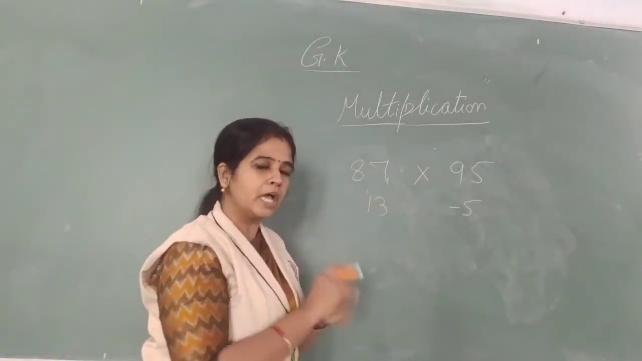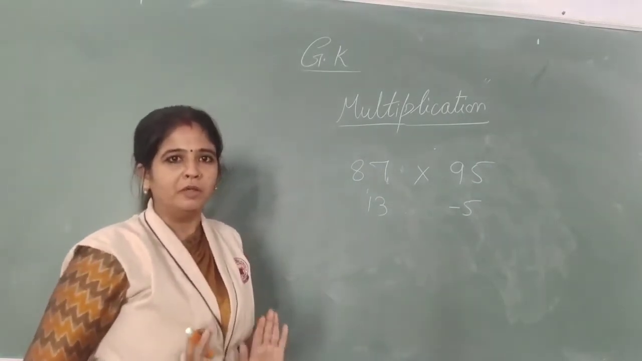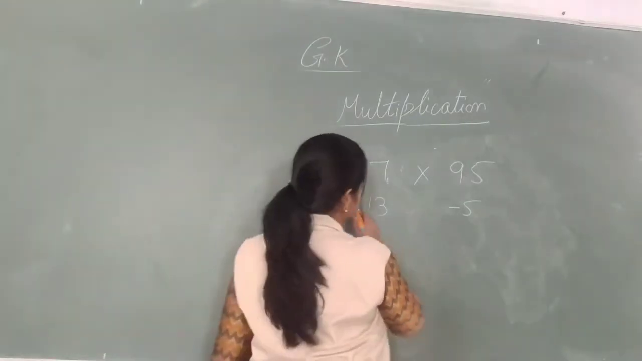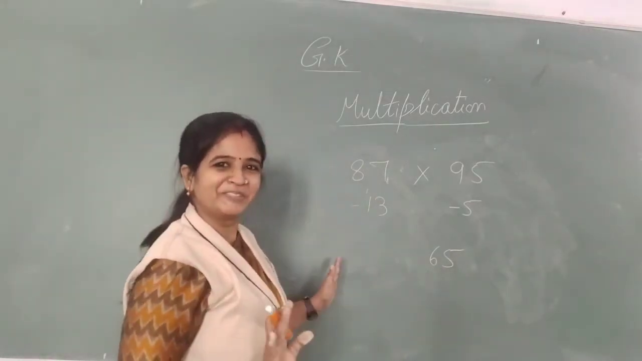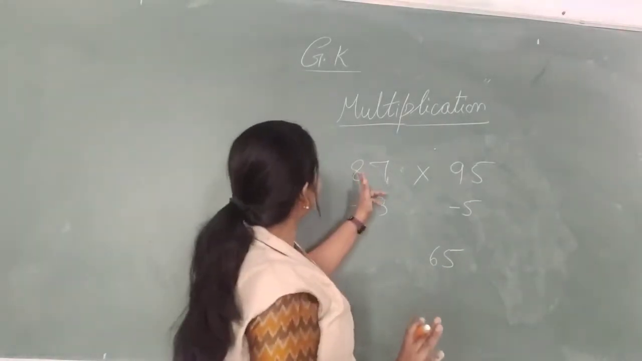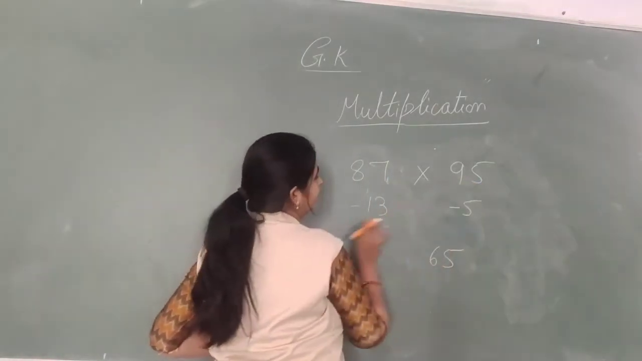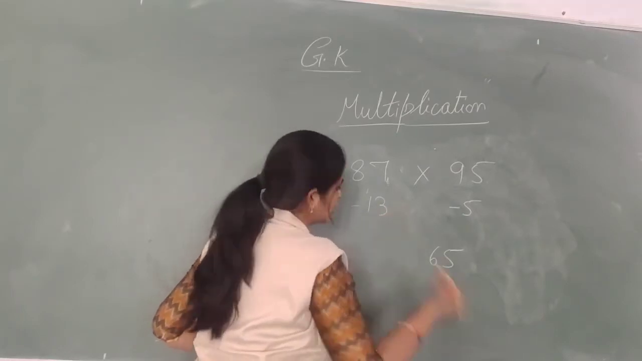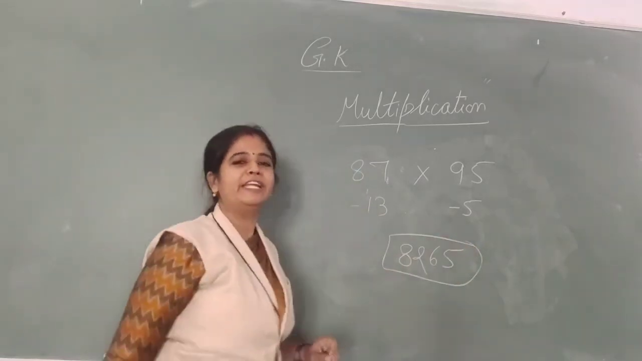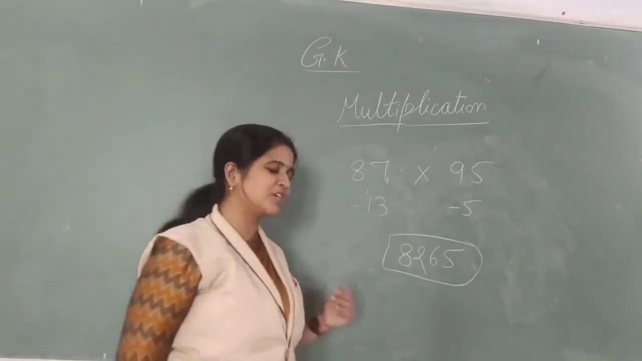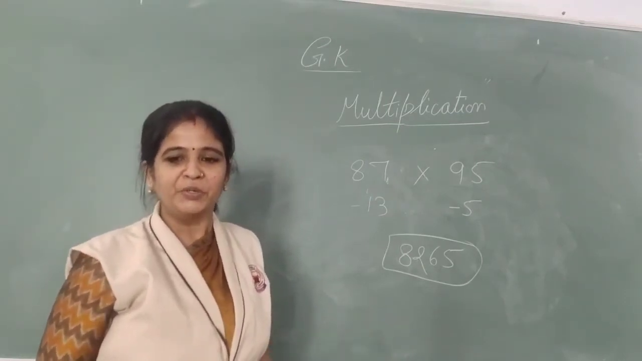13 5s are. Have you learned the table? At least up to 25 tables I think you have to learn. 13 multiplied by 5, that is 65. Clear now? Now subtract 87 minus 5, it's 82. And when you subtract 95 minus 13, it's also 82. So your answer is 82, and then 65, 8,265 is your answer. You can practice this type of questions.